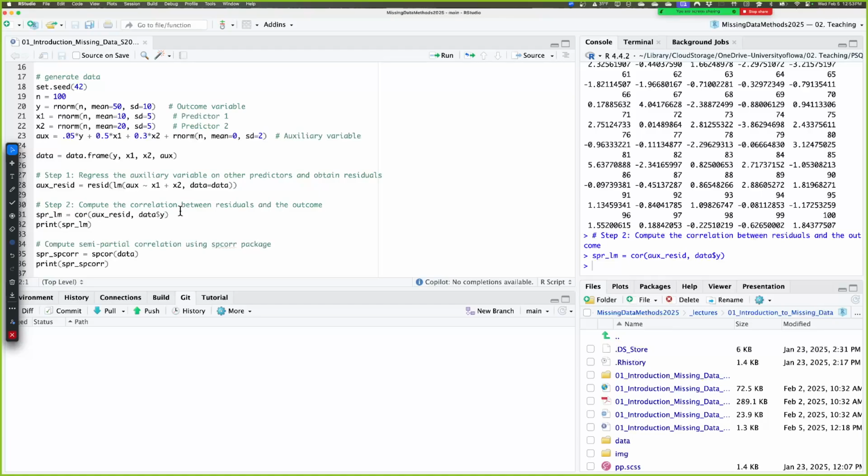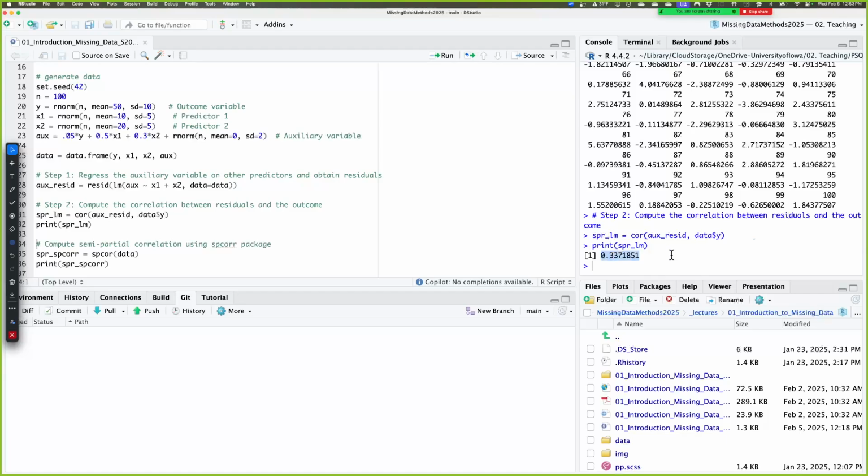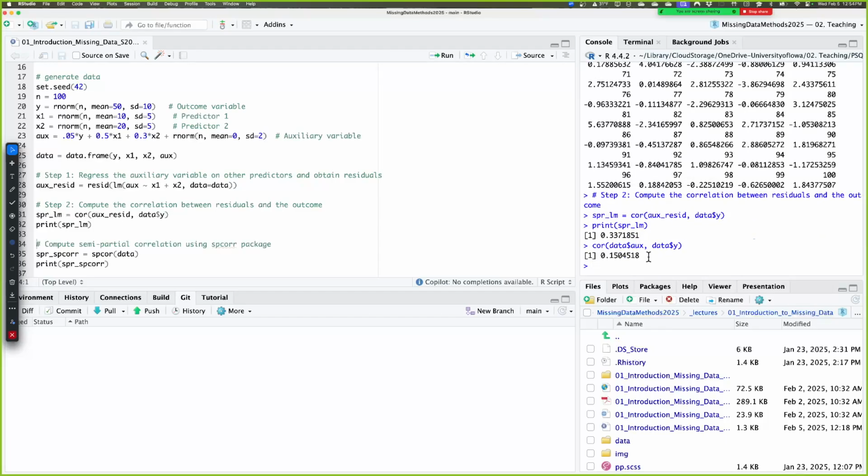So now, wouldn't you guess, if we take those residuals and correlate them with our observed data for y, we end up with our semi-partial correlation coefficient, 0.33. So instead of looking at the raw correlation between the auxiliary data and y, which is 0.15, the auxiliary residual controls for the impact of x1 and x2, removing them from it. And what's left over is this semi-partial value of 0.33.